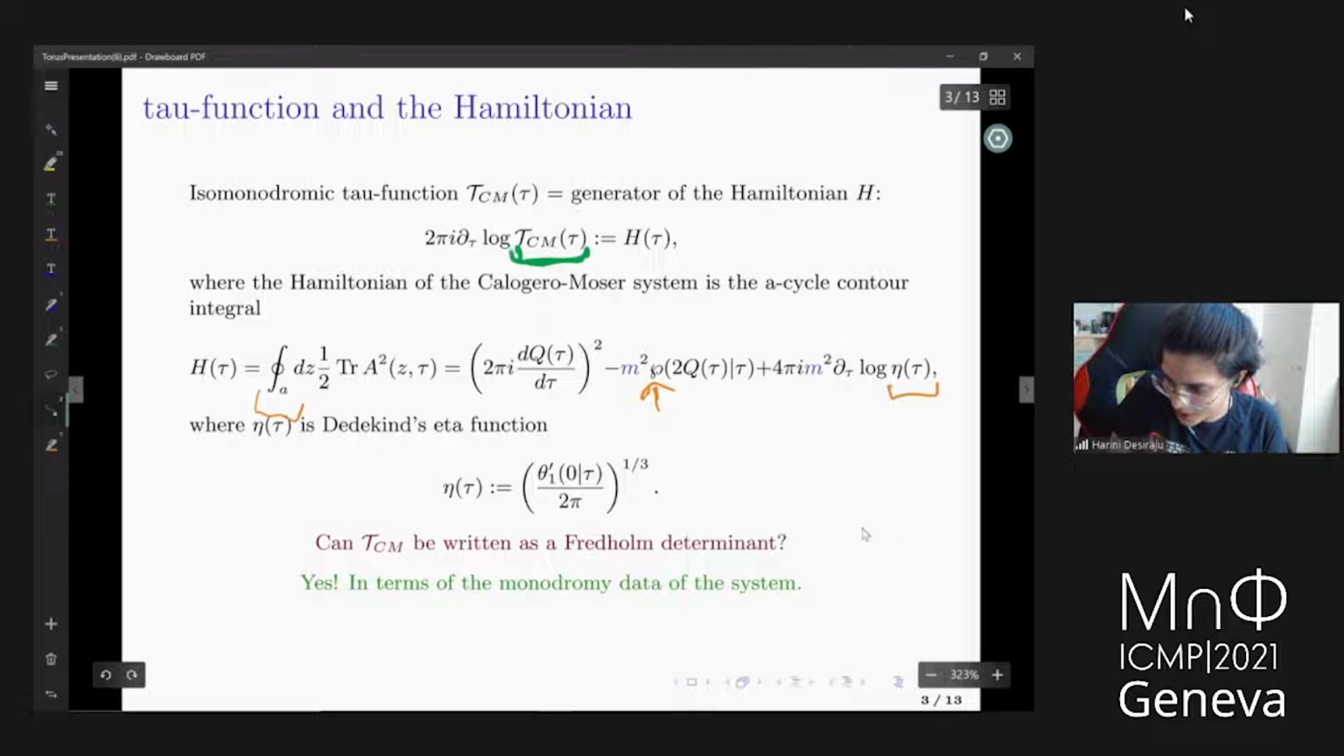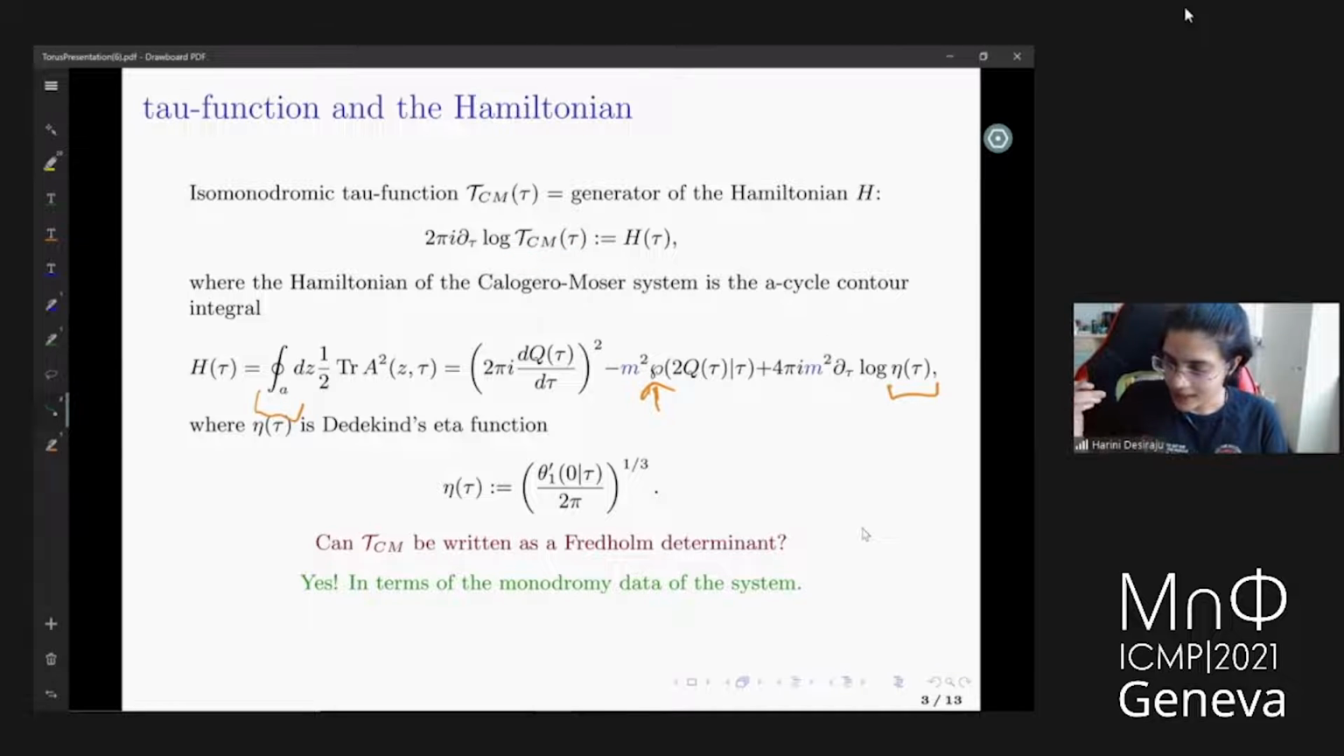And the main question I want to address today is whether I can write this tau function as a Fredholm determinant. The answer is two-step. One is that the tau function can be written in terms of the monodromy data of the system instead of in terms of a Hamiltonian. This is true because of the Riemann-Hilbert correspondence, but I will not go into details. The second point is that once you have monodromy data, you can formulate the tau function as a Fredholm determinant.